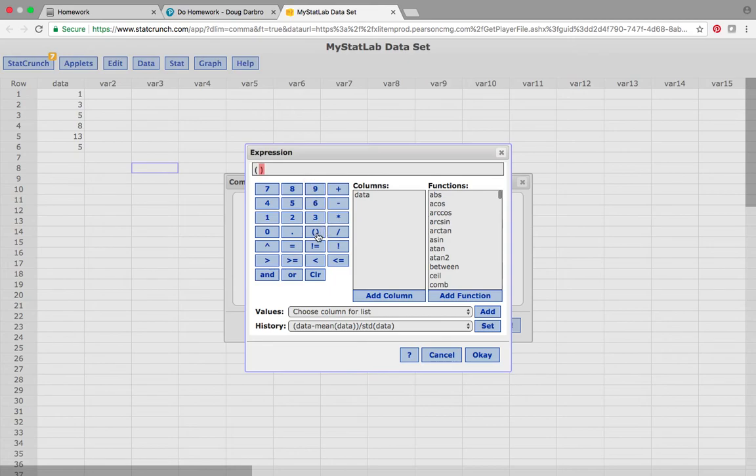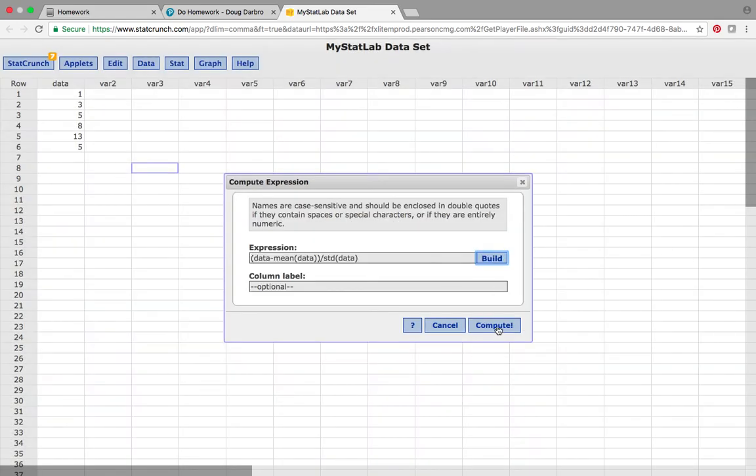So I would put this in parentheses, and take data minus the mean. I double click it, and I want the mean of the data. Again, the reason I'm putting data here is because that's what I named the variable. Then I divide by the standard deviation of the data. I'm going to hit OK, and go compute.